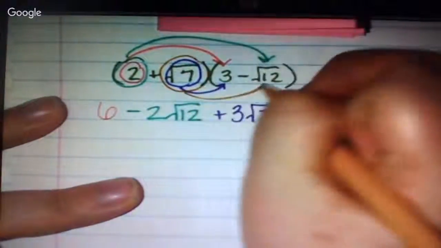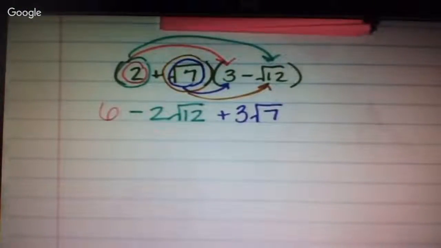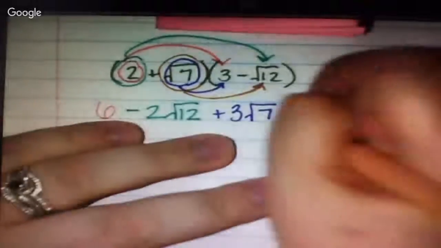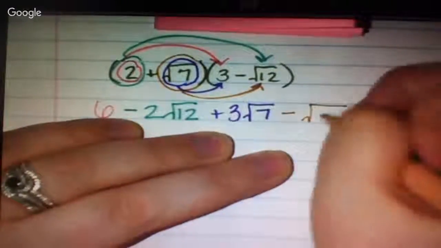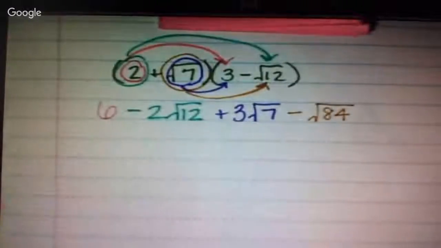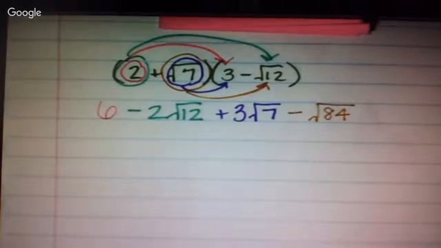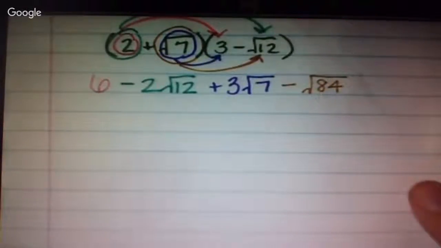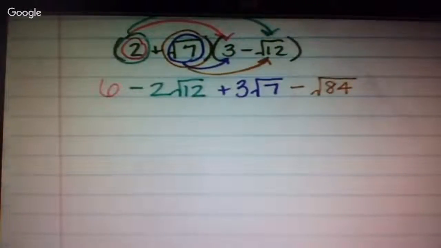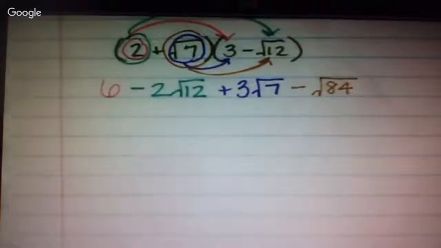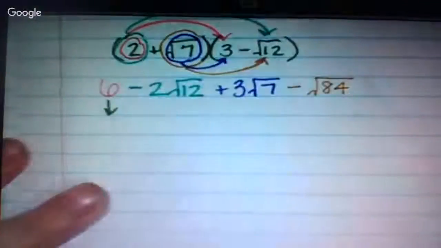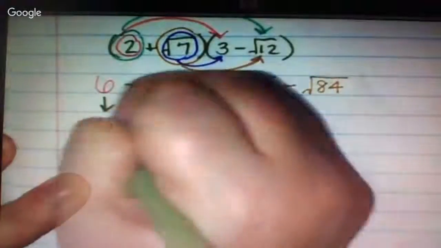Okay, last one, the square root of 7 times negative square roots of 12. Negative square roots of 84. Okay, this looks like a whole mess. No, seriously. Okay, so here we go. Can I simplify 6? No, it's 6.